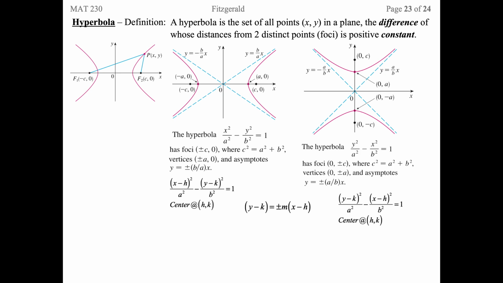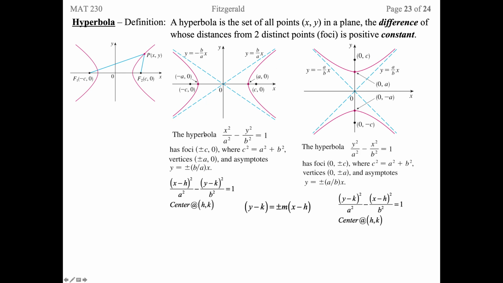So the definition says a hyperbola is a set of all points x, y in a plane, the difference of whose distance from two distinct points or foci is a positive constant. So we're not adding now, we're subtracting. So we're looking at these two distances, we're going to subtract them, and we get the same constant value over and over again. And oh, by the way, make a note, it is 2a. This common difference, this constant difference, is still 2a, just like it was for the ellipse.